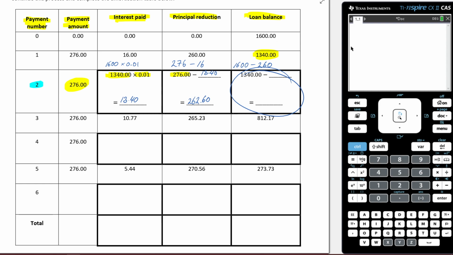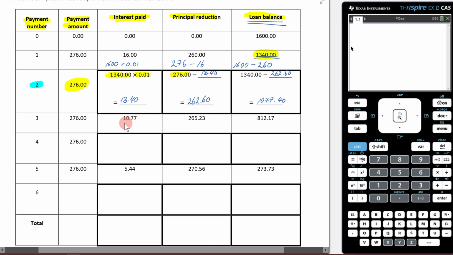Therefore, when we come to our last square here, to figure out our new loan balance, what I'm going to do is take this number here, my previous loan balance, pop it there, and subtract from that 262.60. So that's my principal reduction. And that will take me to 1,077.40. All right, and then you would literally do exactly the same thing again.